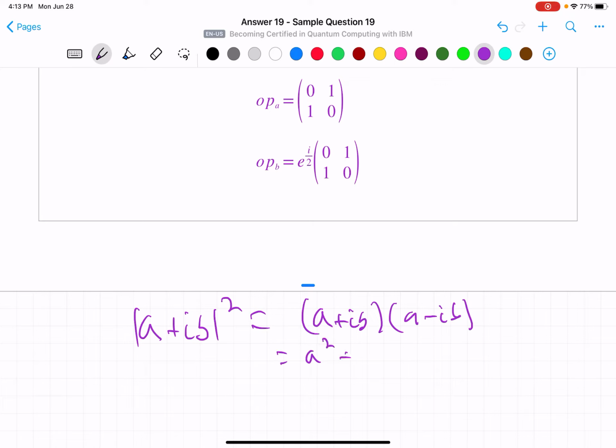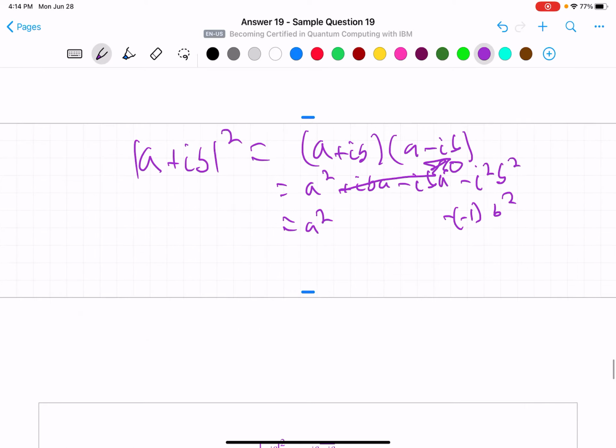a squared plus iab minus iab minus i squared b squared. So we see this goes to 0, and this negative i squared is equal to negative 1, and negative that is going to be positive, and so it becomes a real number with no imaginary part.